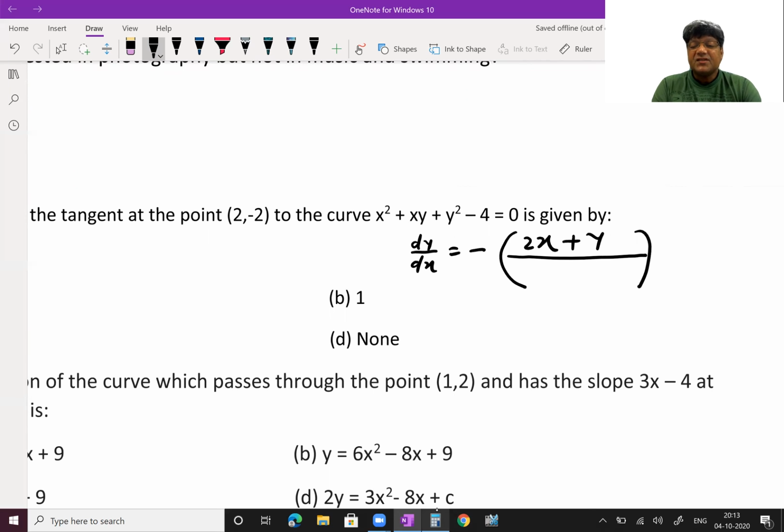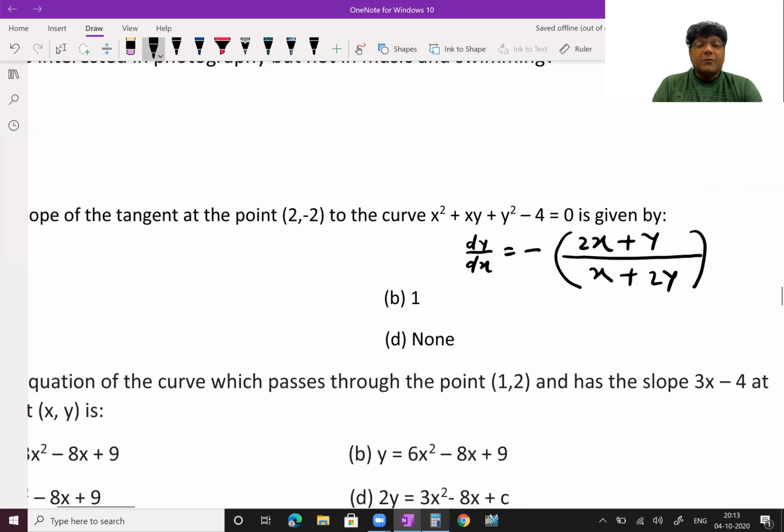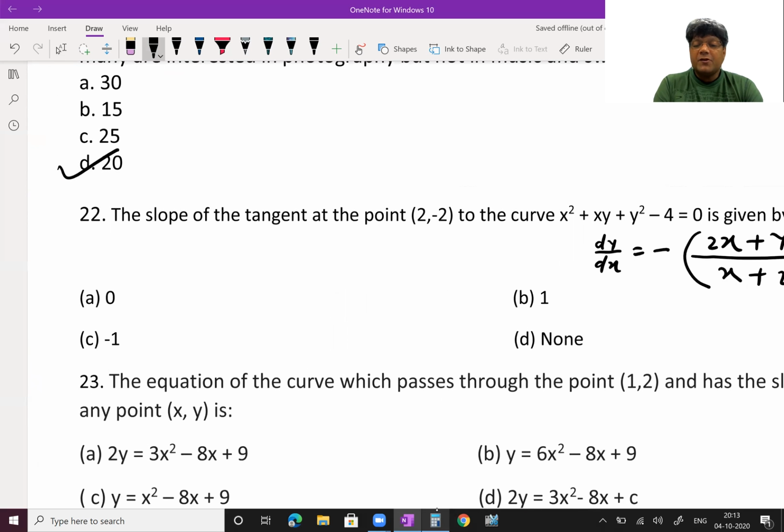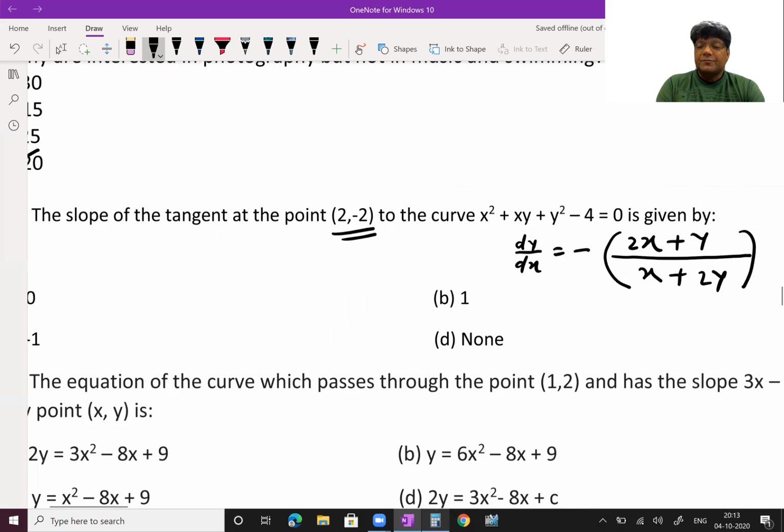Down, now who will be constant? x square. So derivative of first, x square, is 0. Now x is constant, derivative of y is 1, so x into 1, x. Plus derivative of y square, 2y. If you do the original method, your answer will come the same. Now dy by dx, that is the slope, at which point? At 2 comma minus 2.